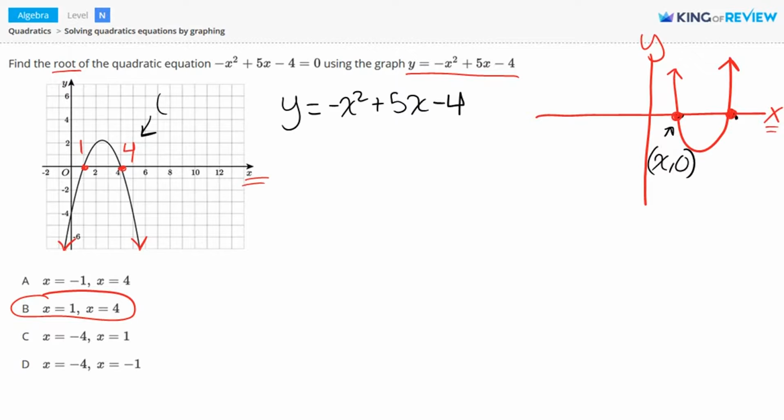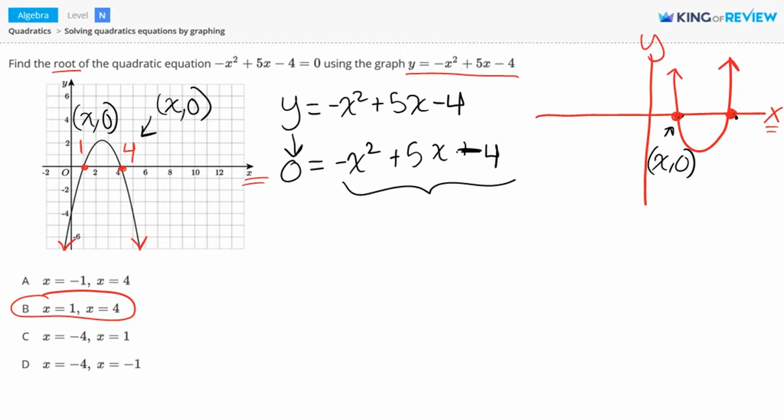In this case, it has an x value. We know it's 4 already, but the y-value of that point is 0. The same for this one here. The x-coordinate is 1, but the y-value is 0. So let's apply that to our equation. Let's set y equal to 0. We have 0 equals negative x squared plus 5x minus 4. Now solve for x. So we'll factor this portion here, negative x squared plus 5x minus 4. We get 0 equals negative x plus 1 times x minus 4.